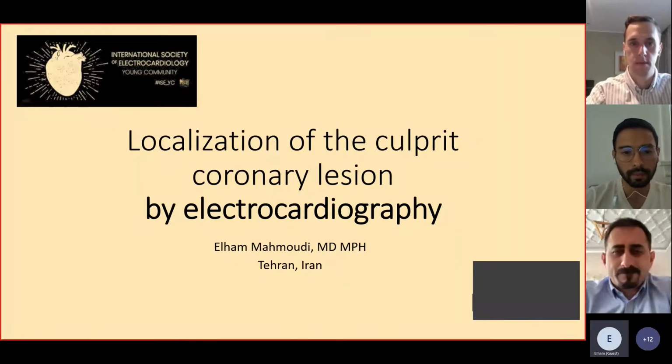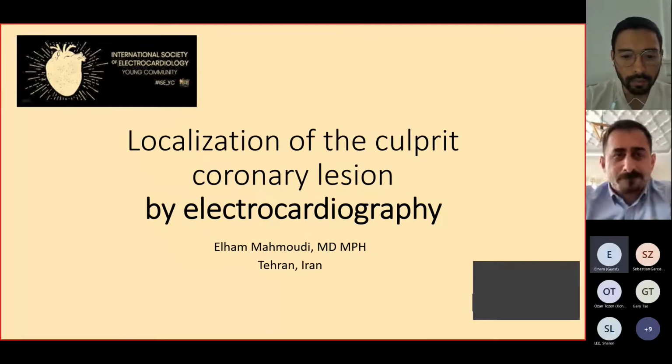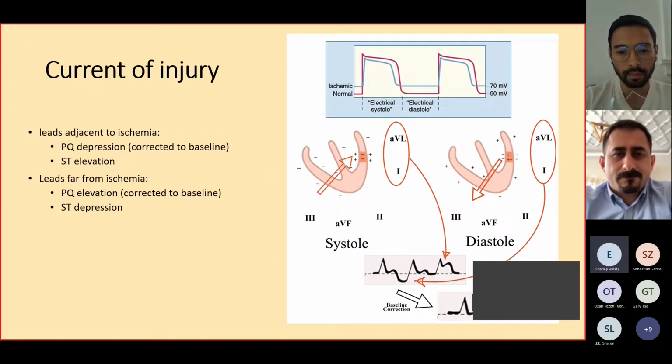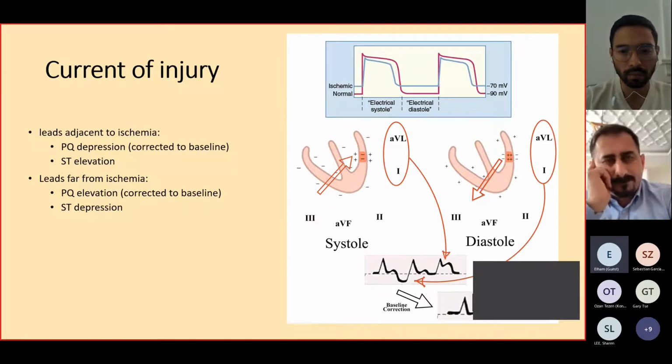Thanks everyone for their perfect presentations today. I'm going to talk about the localization of the culprit coronary lesions by use of ECG changes. To understand how a specific occlusion in a specific coronary artery changes the surface ECG, we should first know about the changes in an ischemic myocardium at the cellular level.